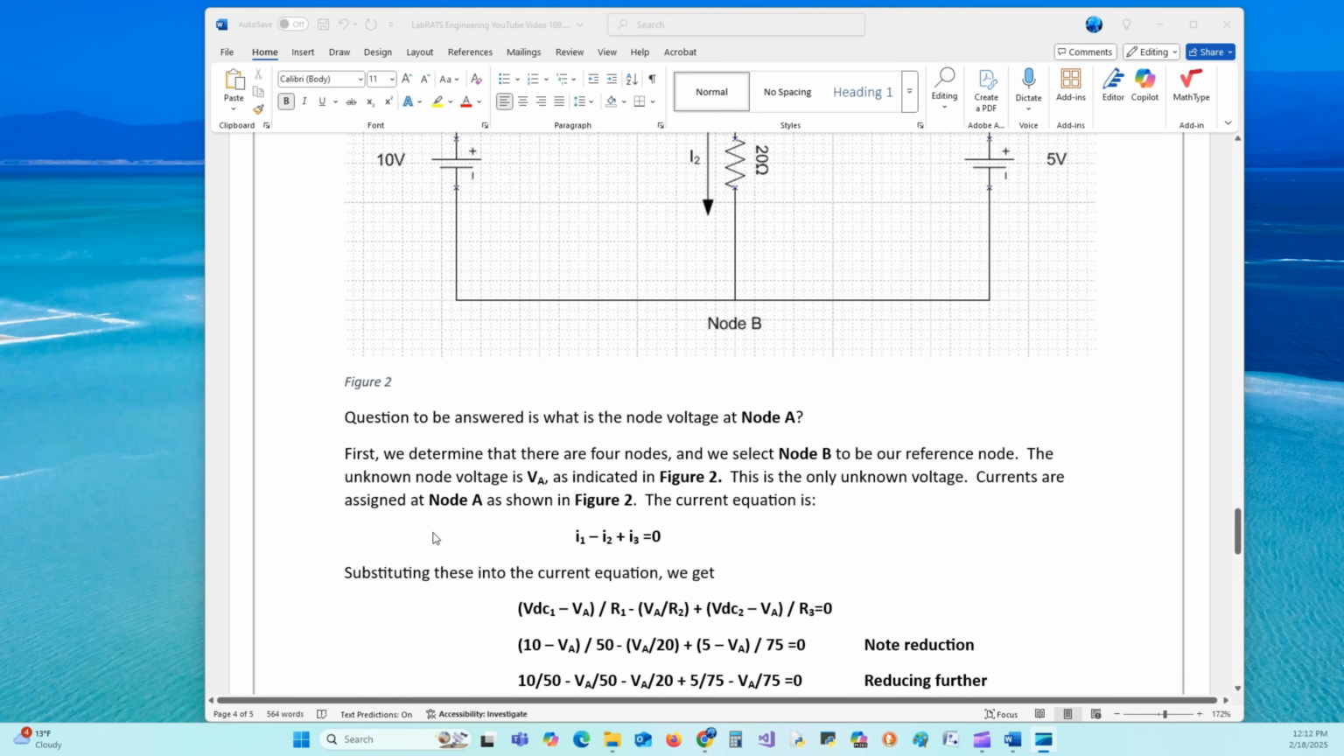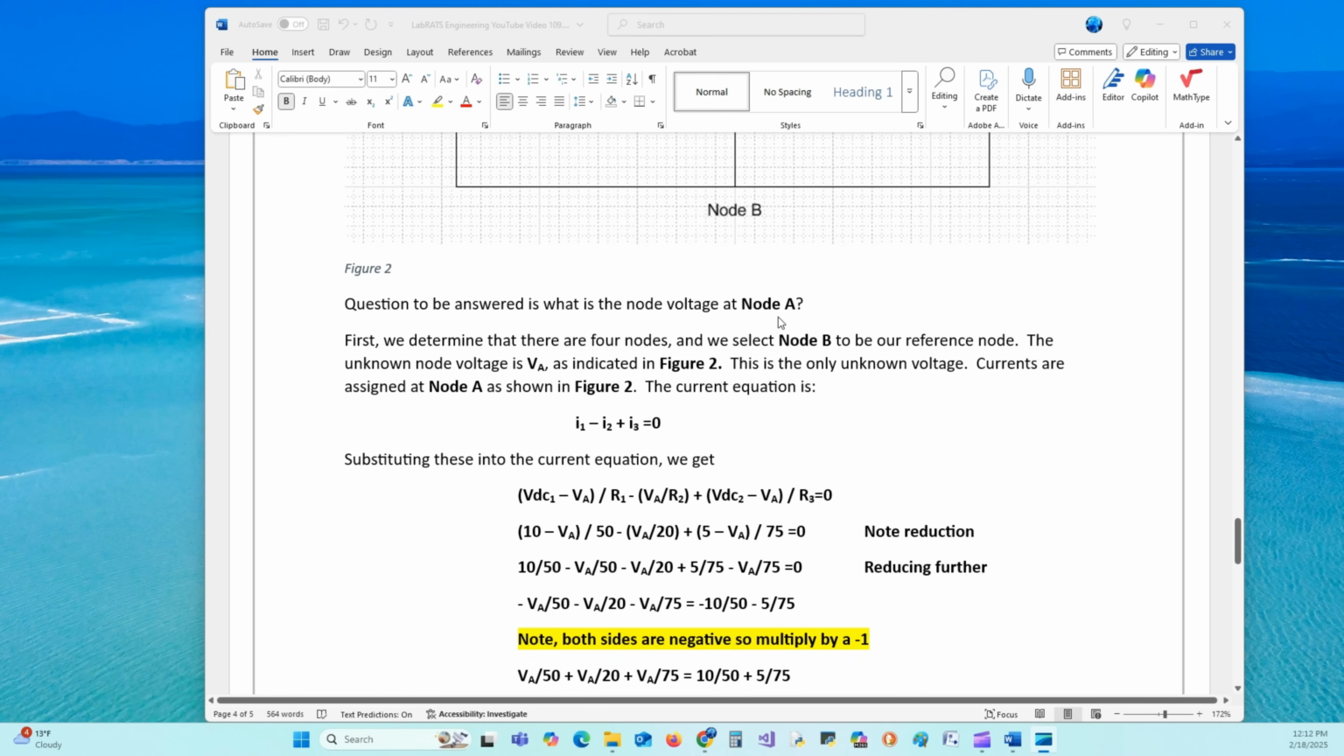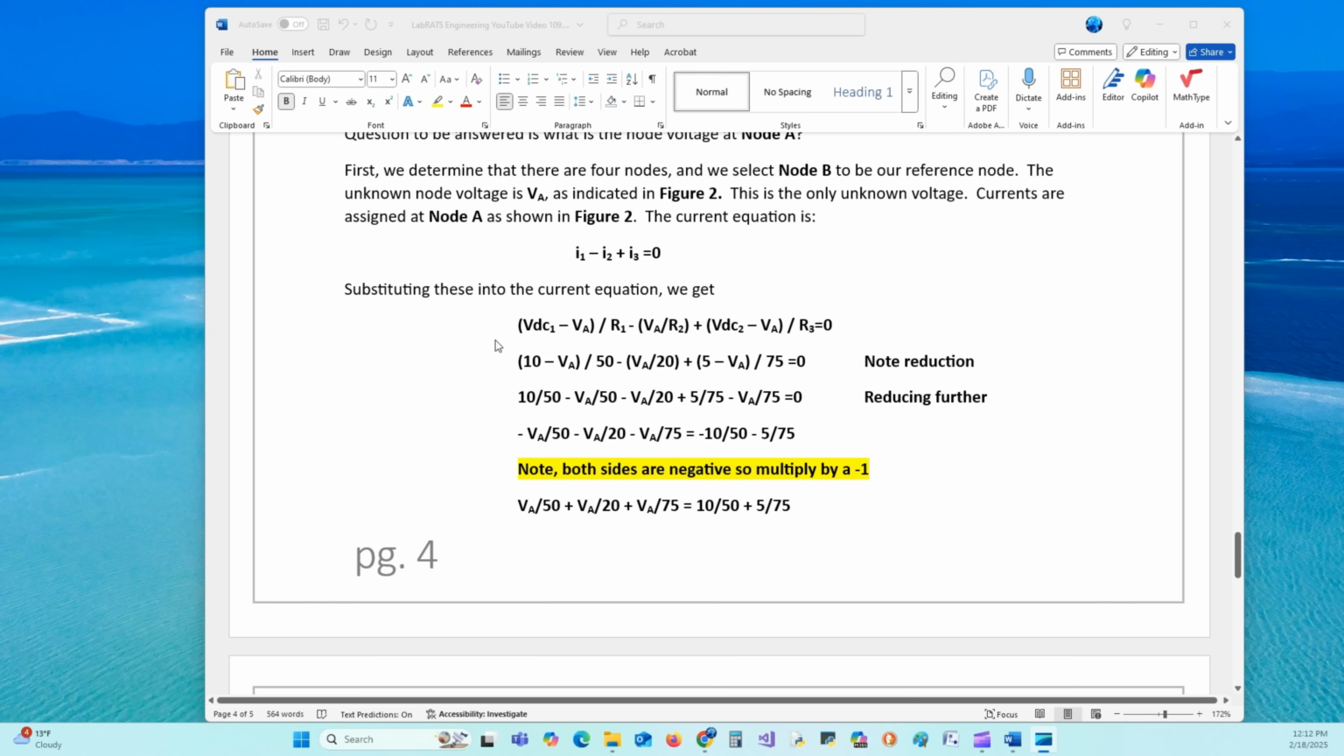Currents are assigned at node A, as shown in figure 2. I1 is positive going into it. I2 is negative going away from it. I3 is positive going into it. Now we express this in Ohm's law equivalent: VDC1 minus VA over R1, minus VA over R2, because remember this is negative, plus VDC2 minus VA over R3.